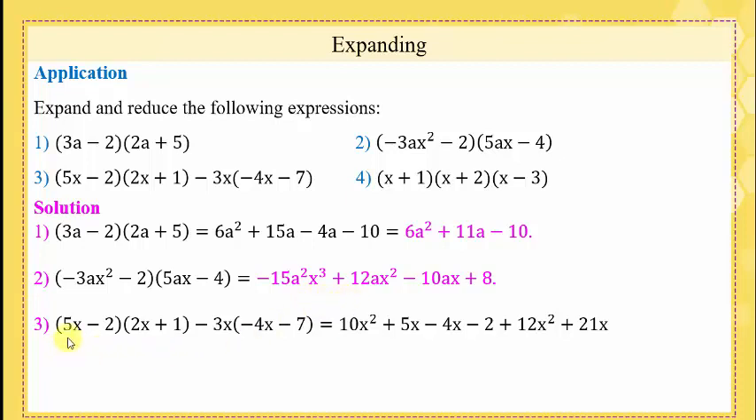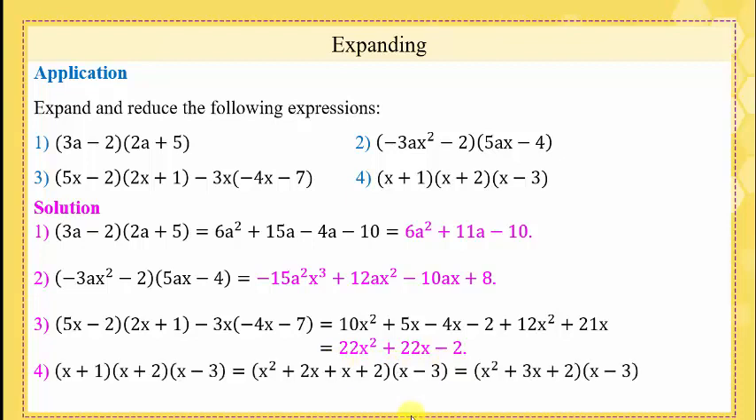Part 3. 5x times 2x, 10x squared. 5x times plus 1, plus 5x. Minus 2 times 2x, minus 4x. Minus 2 times 1, minus 2. Here we have minus 3x multiplied by minus 4x, we get plus 12x squared. Minus 3x times minus 7, we get plus 21x. We reduce it, since we have like monomials, to give the answer 22x squared plus 22x minus 2.